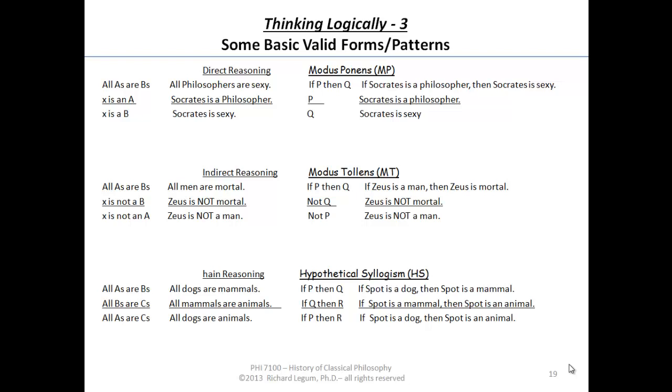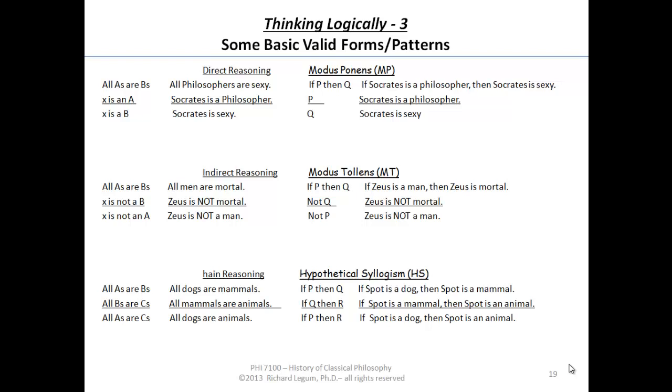On the if-then side, that inference is called, by its Latin name, modus tollens, sometimes just referred to as MT. If Zeus is a man, then Zeus is mortal. The second statement is true: Zeus is not mortal. Therefore, the first statement in the conditional is also not true. Zeus is not a man. So it works the same way with all and with if-then, the indirect reasoning.